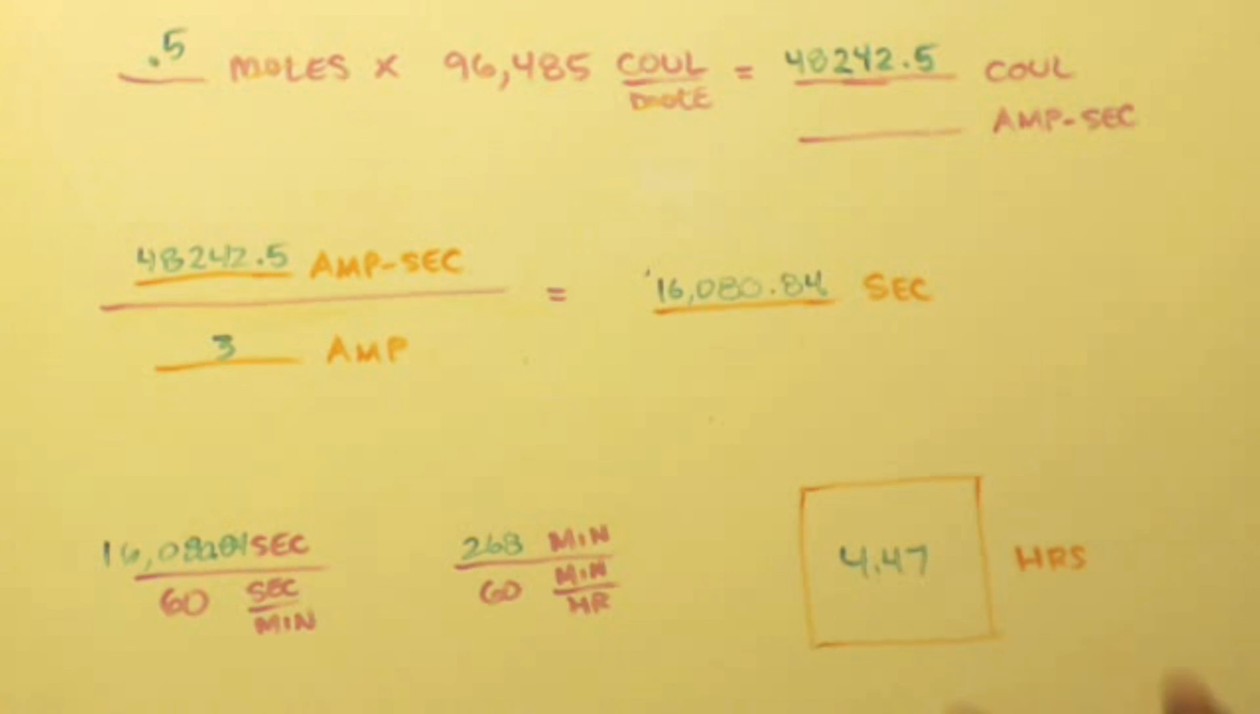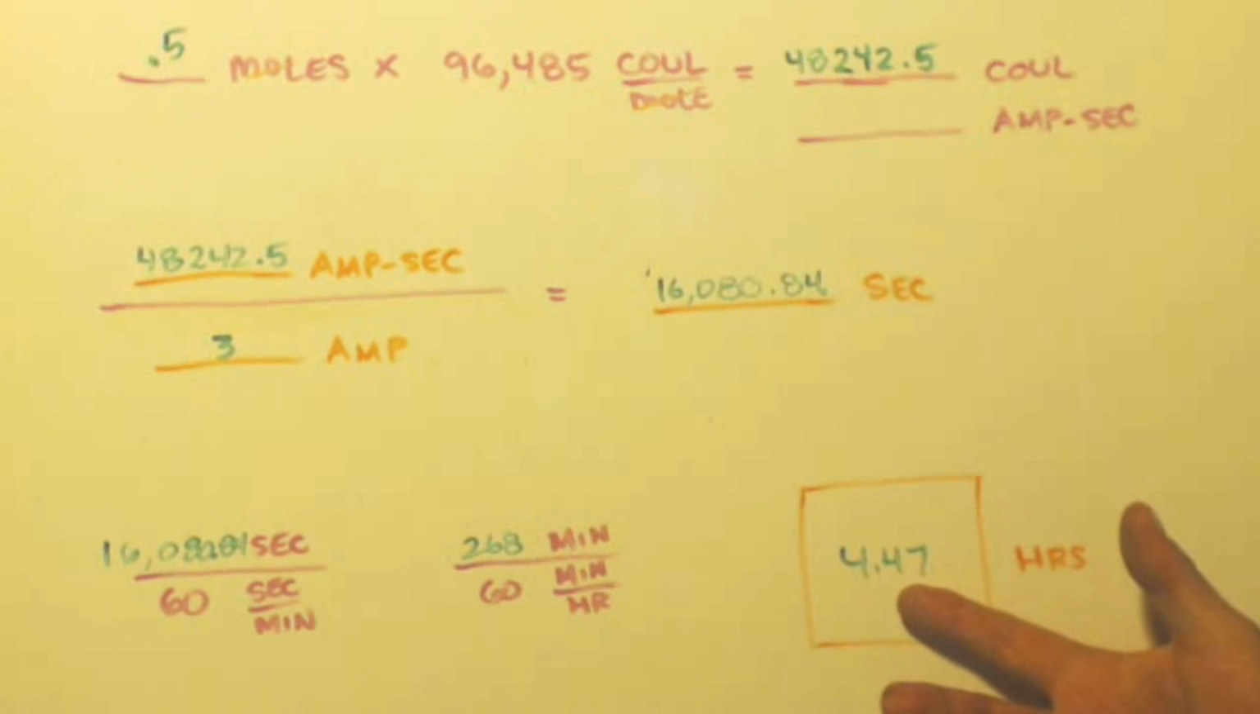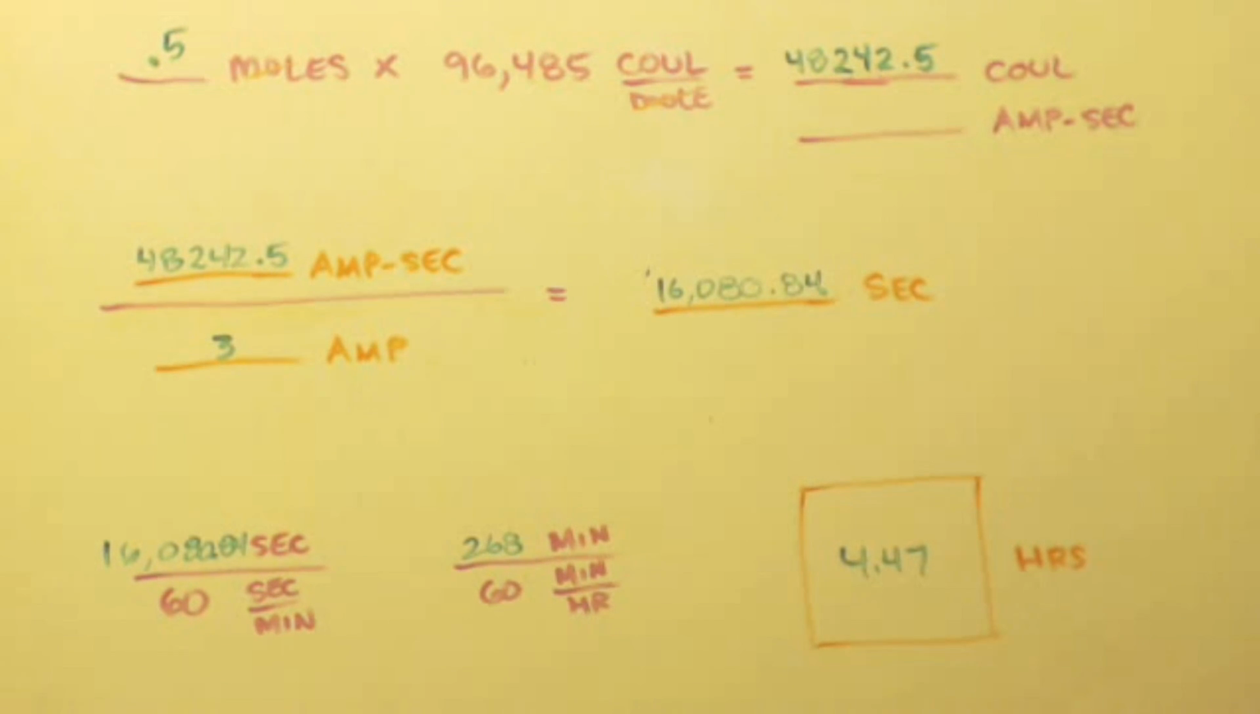If you wanted a whole mole, it'd take twice as long, you know what I mean? Now this is for a 1 electron transfer. If it took 2 electrons, then you would need twice as much power, which would make it take twice as long. You'd have to double this. If it was a 3 electron transfer, you'd have to multiply this by 3, 3 times 4.47.